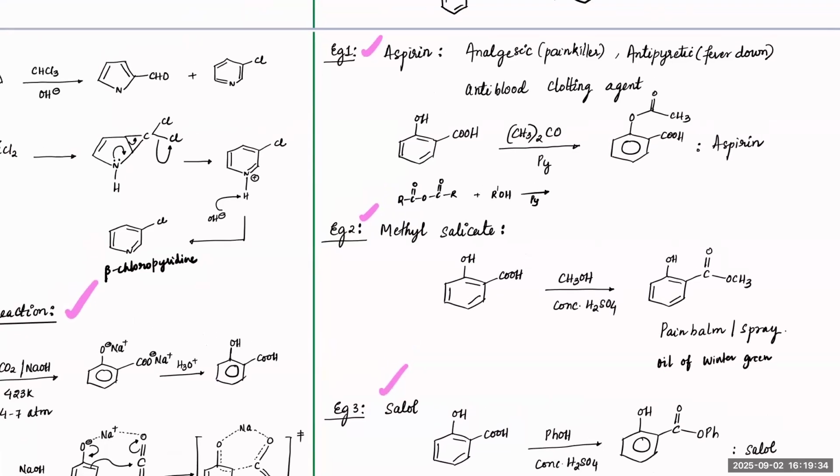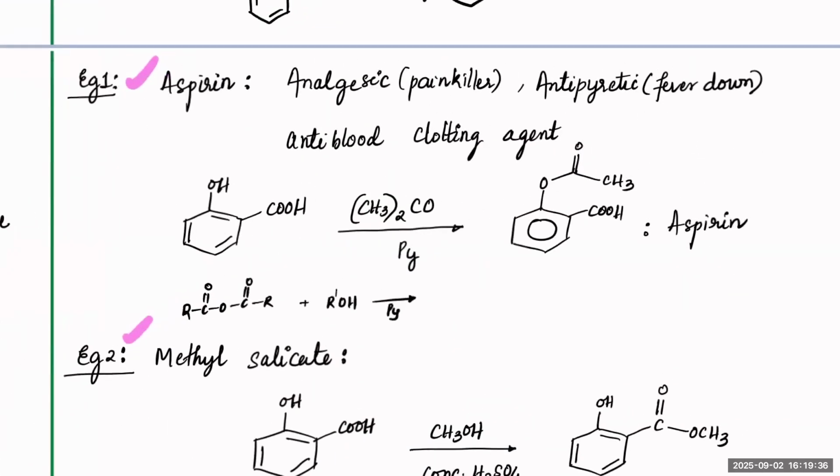For aspirin, there are three important points you should know. One, it is analgesic, which means it is a painkiller. Next, it is antipyretic. Antipyretic means it will reduce the temperature. Third, it is used as an anti-blood clotting agent. Got it?